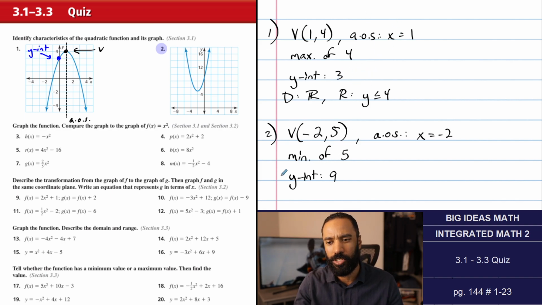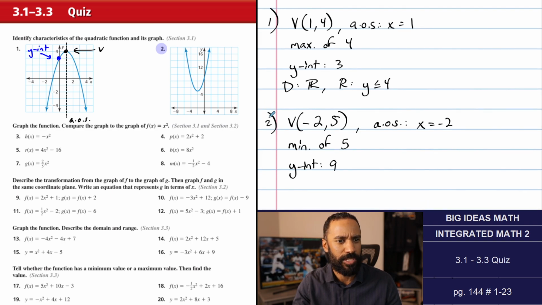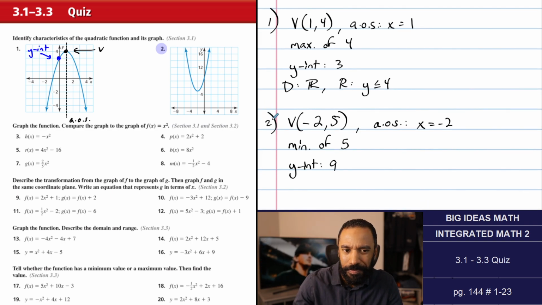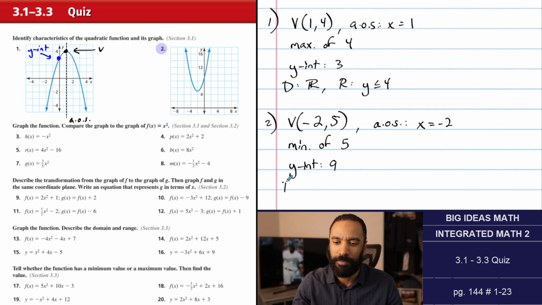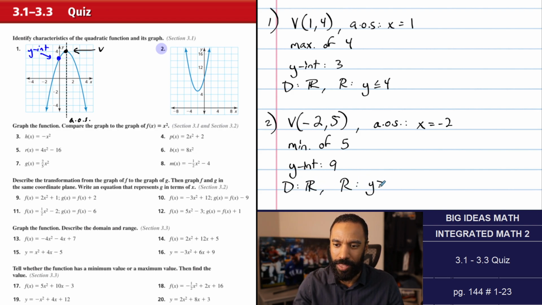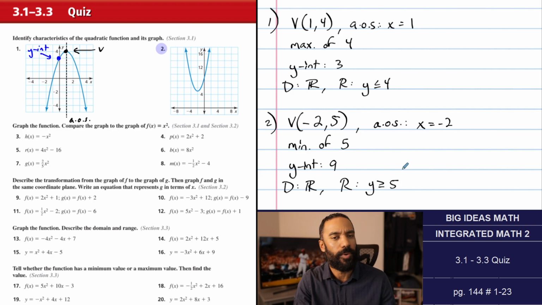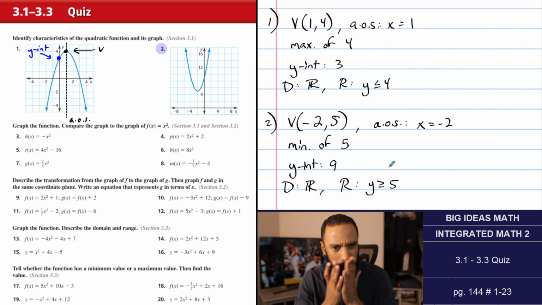I don't know if they referred to y-intercepts yet at the time of these. I don't even know what section. 3.1? They might have referred to it. I don't know. The domain is all real numbers once again. The range is y is greater than or equal to 5. So I hope those were all the things that they covered.